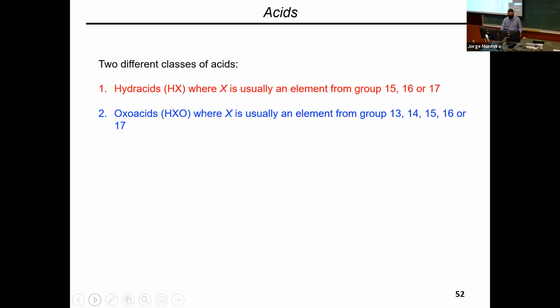Let's move on to the second class here. Now let's talk about acids. There are two different classes of acids. First one called hydracids. The formula is HX, so hydrogen combined with an element from groups 15, 16, or 17. And the second class of acids that we are going to talk about are oxo acids. Now we have hydrogen, an element from groups 13, 14, 15, 16, or 17, and oxygen.